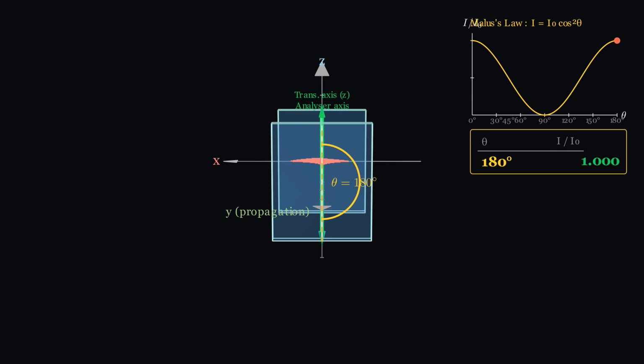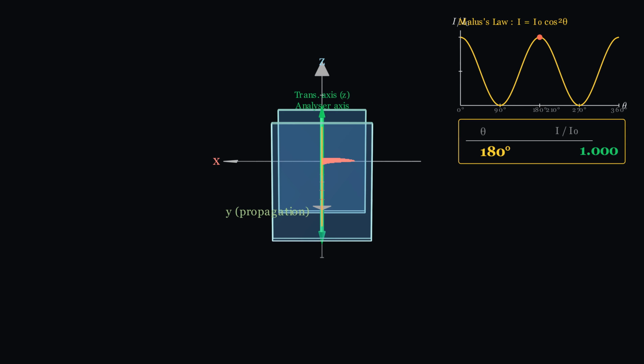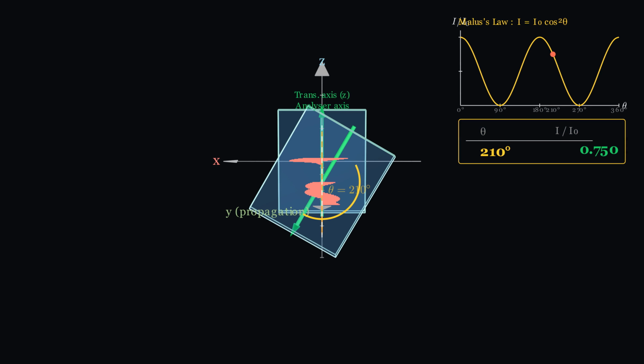Finally, we trace Malus's law through a full 360-degree rotation. The complete cosine squared pattern repeats every 180 degrees. At 210 degrees, I/I0 is 0.750 on the full period cosine squared graph.